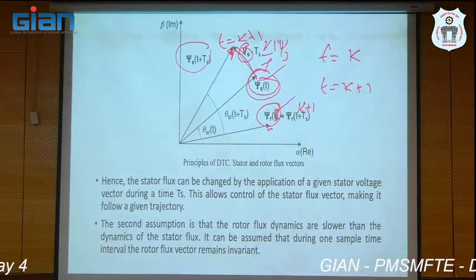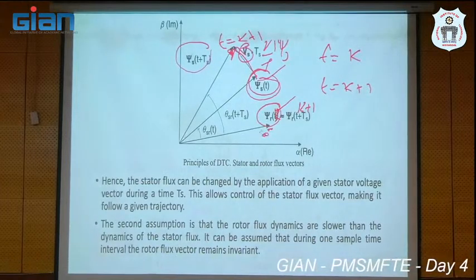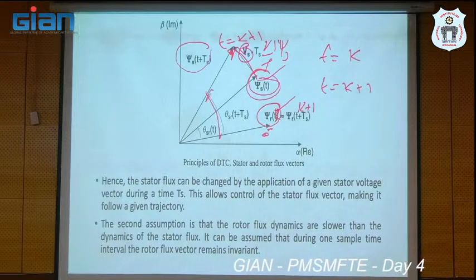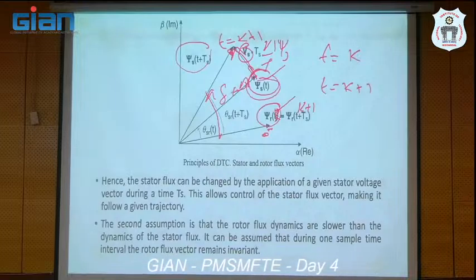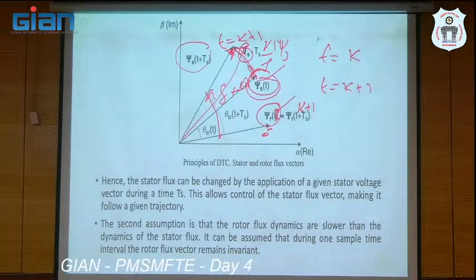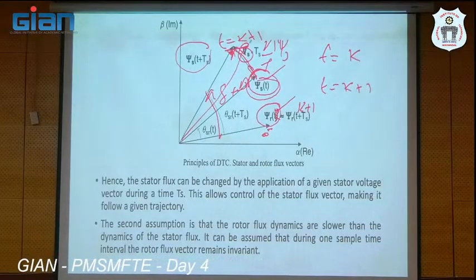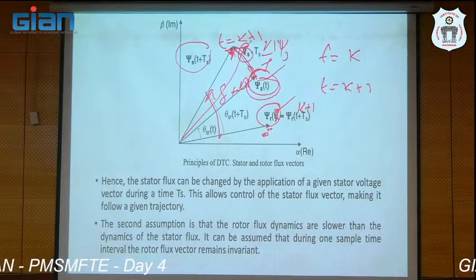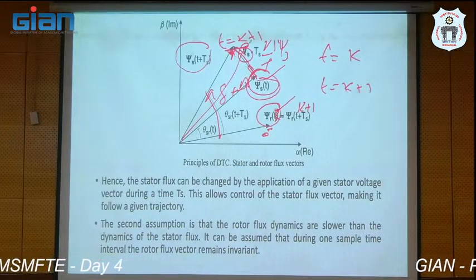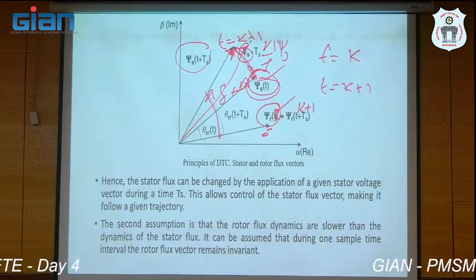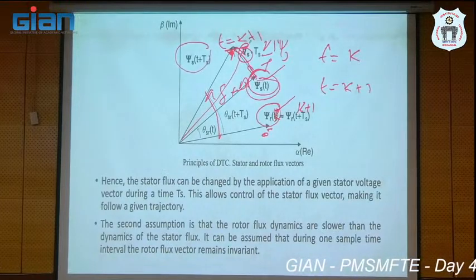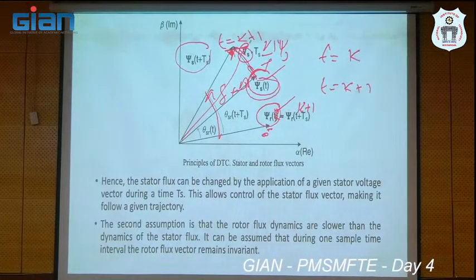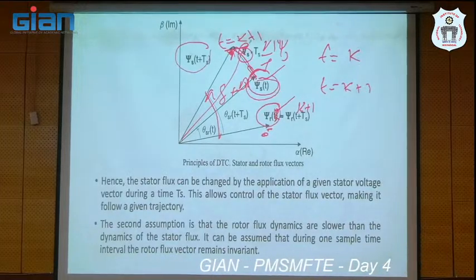At t equal to k plus 1 instant, where is the position of the rotor flux? Here. This is about delta plus delta. Your rotor angle increases. At the same time, the stator flux length also increases. The beauty of DTC is that by selecting the proper voltage vector, we can control the torque and flux at the same instant. Same switching time period, same sample time, we can control torque and flux. Right? Clear? That is the strength of DTC.